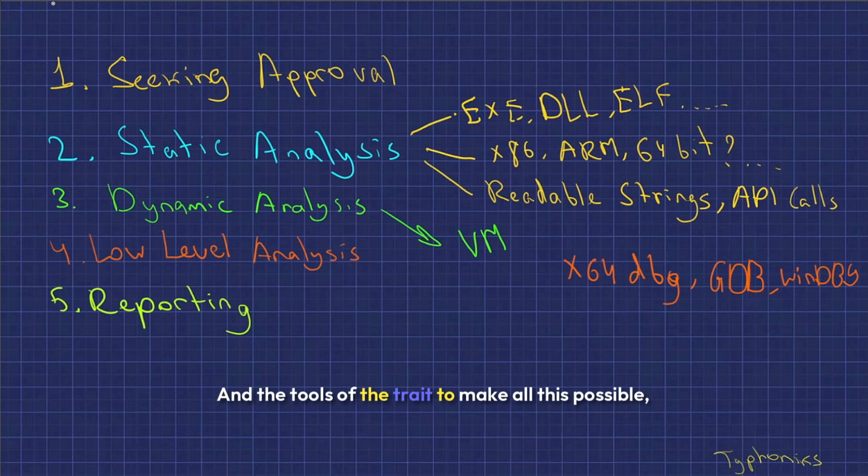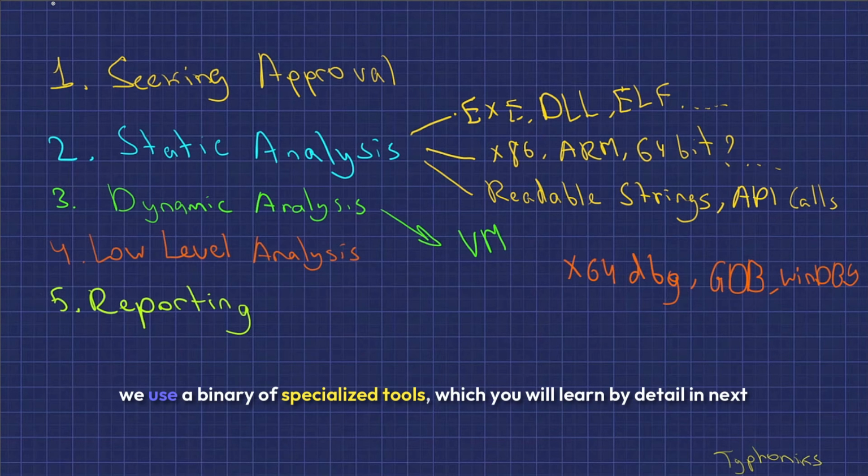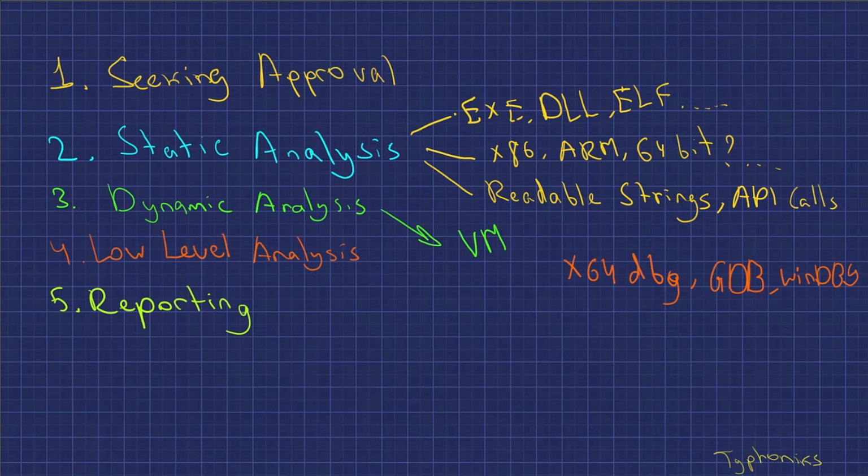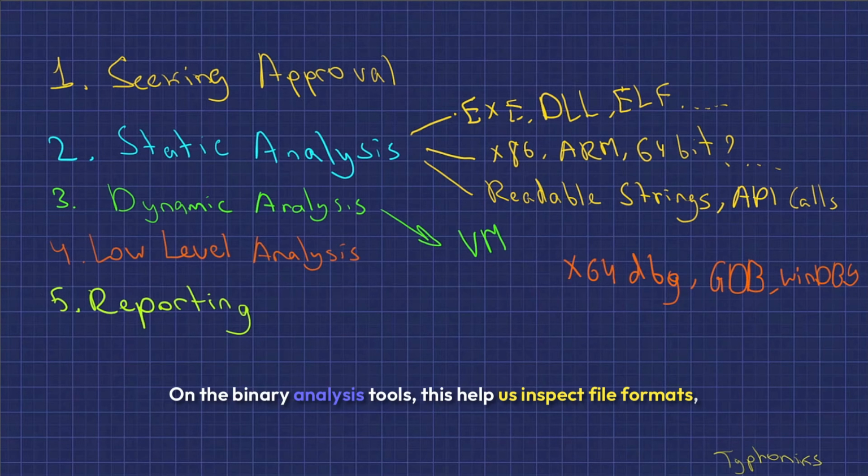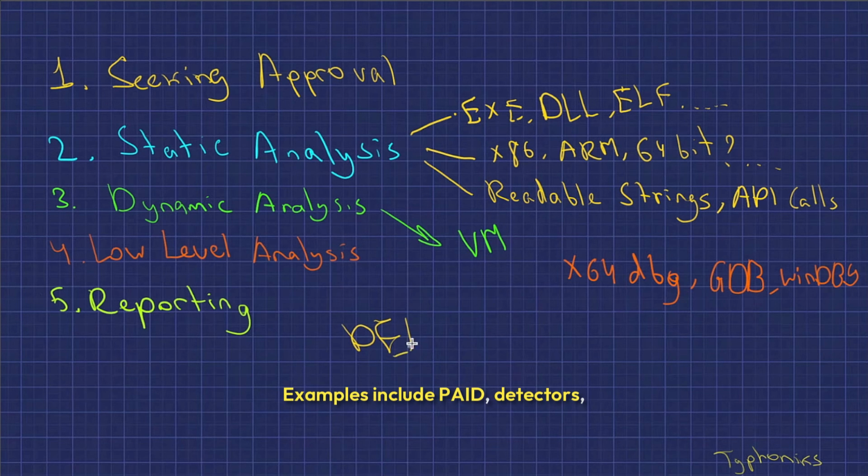And for the tools of the trade, to make all this possible we use a wide array of specialized tools, which you will learn in detail in the next lectures. These tools each have a specific role. The binary analysis tools help us inspect file formats, headers, and extract strings. Examples include PEiD, Detect It Easy, and Binwalk. We will use these tools in the next lectures.